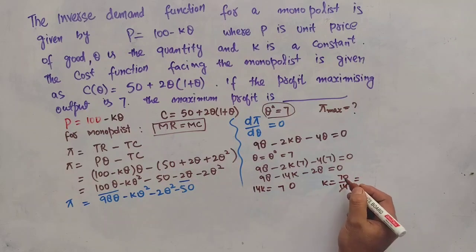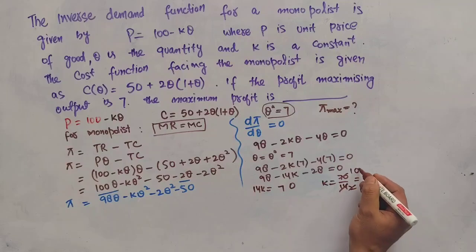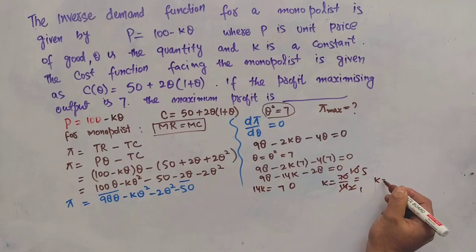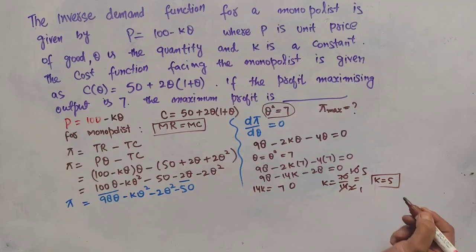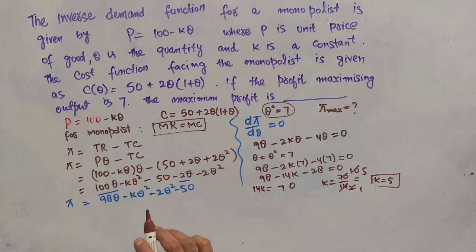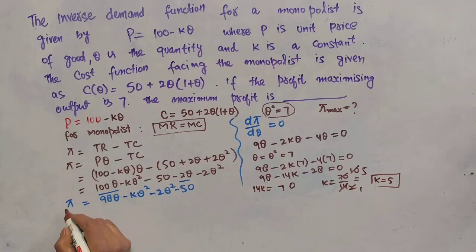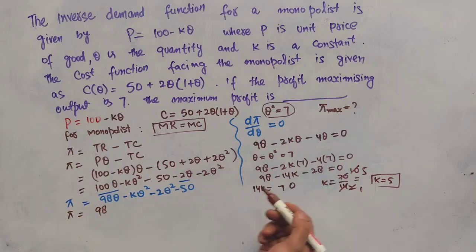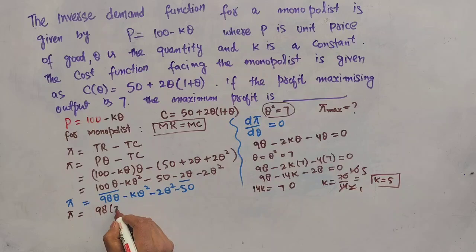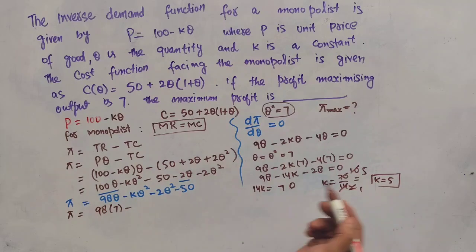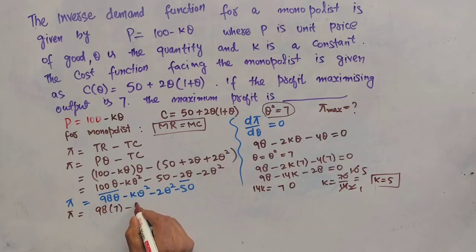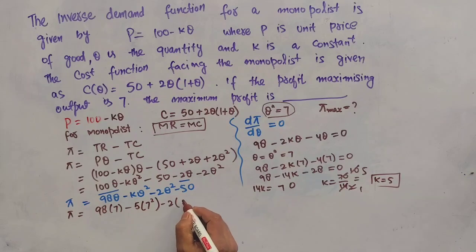7 2s are 14, 7 10s are 70. The value of k came out to be 5, but we are supposed to find out the maximum profit. Since this is our profit function, maximum profit will be equal to 98 times the profit-maximizing output, given as 7 minus k, the value of k which we got is 5, times k, is 7 squared minus 2 into 7 squared minus 50.